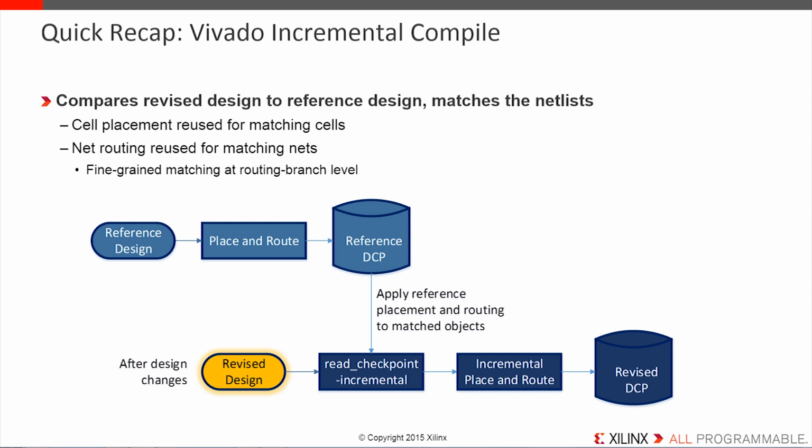Routing reuse occurs at the finest level possible so that even if a net changes slightly, for example if fanout loads are added or dropped, the maximum amount of routing is reused. The result is a design that is mostly placed, routed, and timing closed, which is a much better starting point for the incremental placement and routing to close the remainder of the design.